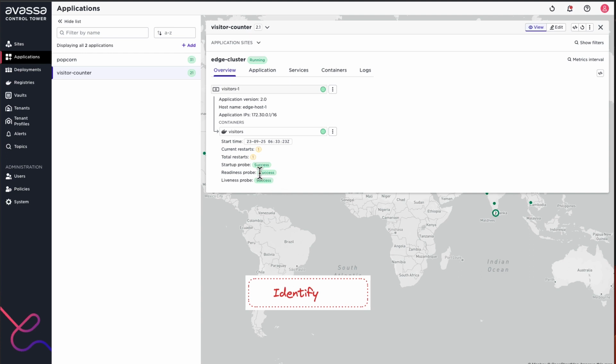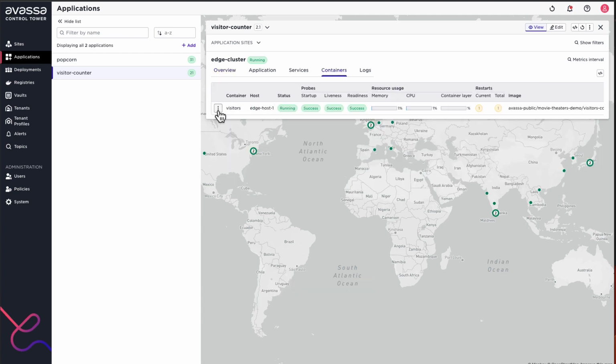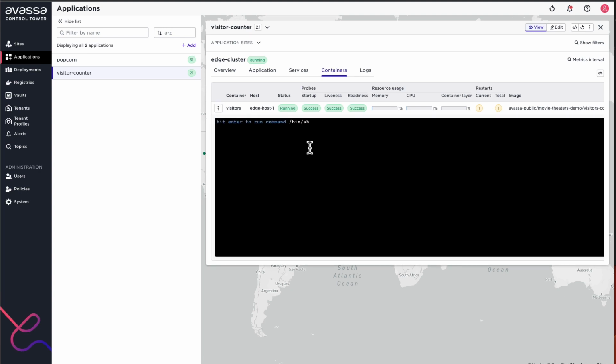Let's get some problems into this application. So I'll go back to my container here, just generating a problem on that.